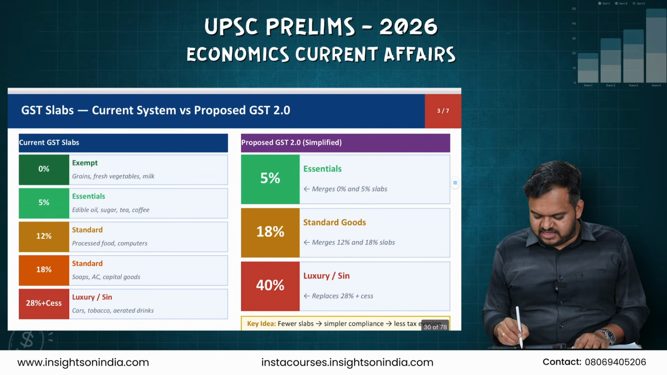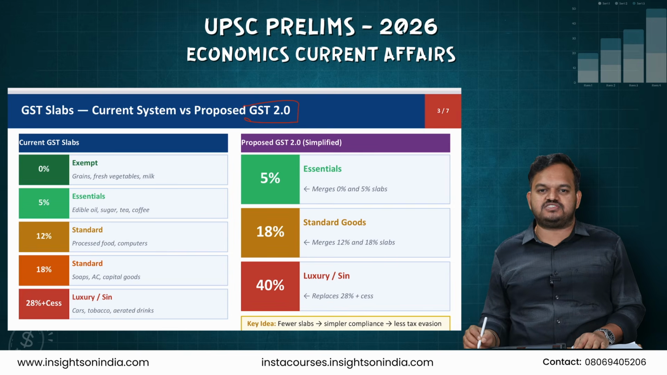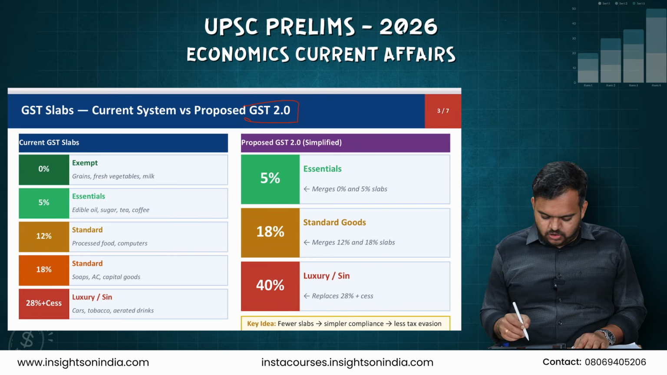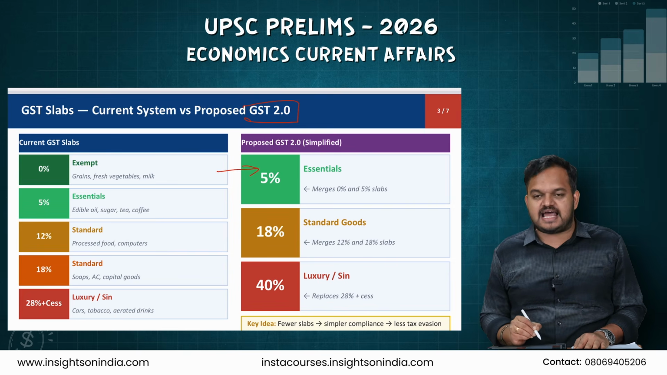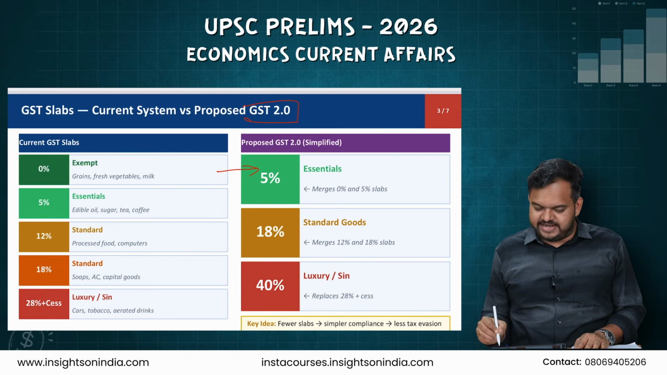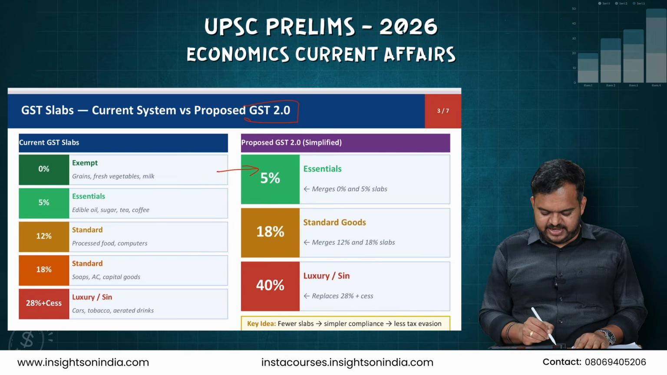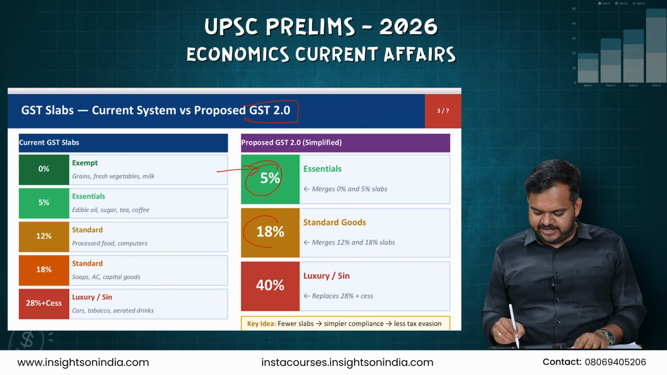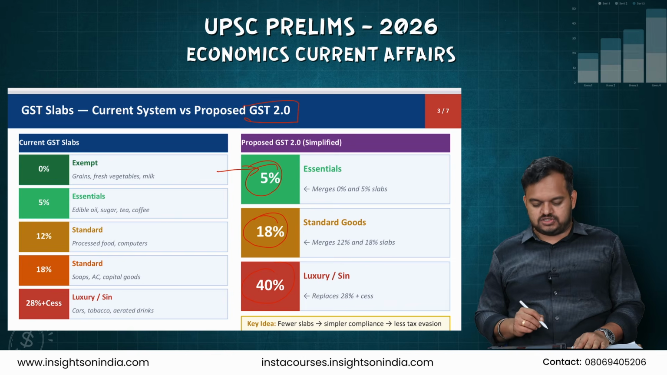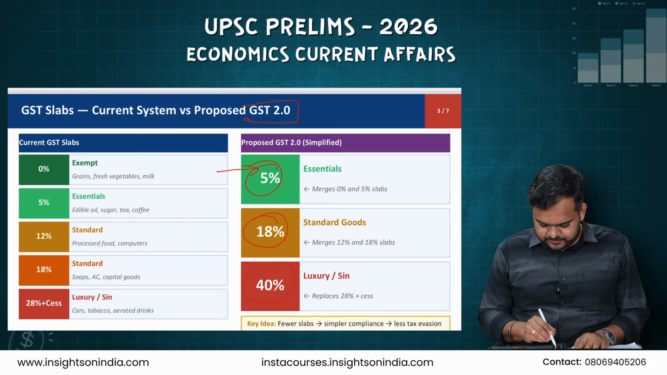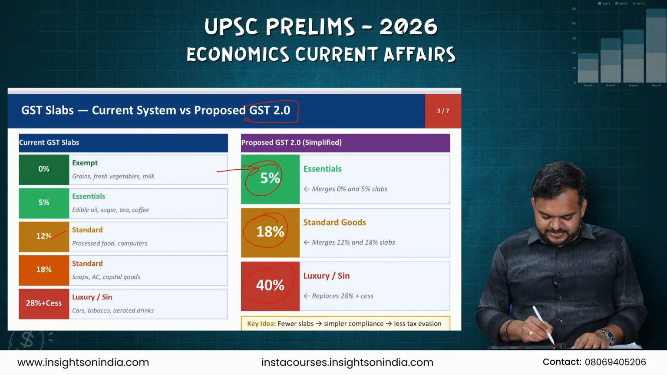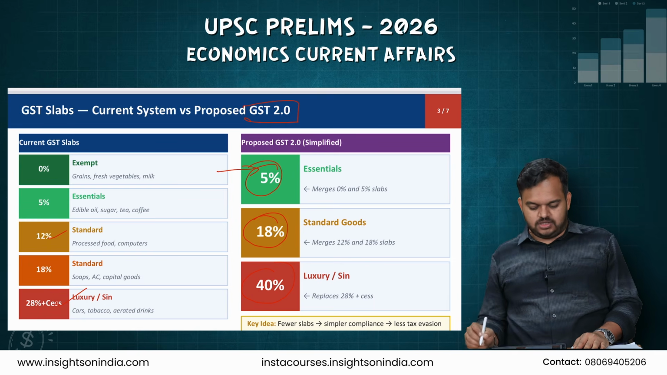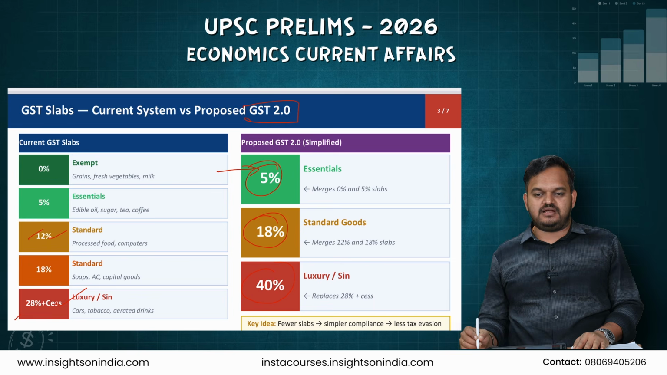So, recent current affairs, there is a GST reform, called GST 2.0. That is about restructuring the slabs, right? So, reducing the number of slabs. Earlier there was 0, 5, 12, 18 and 28 plus cess. Now it has been reduced to 5%, 18% and 40%. So, now the 12% slab has been removed and the 28% slab has been removed, and the slabs have been restructured to 5, 18 and 40%.